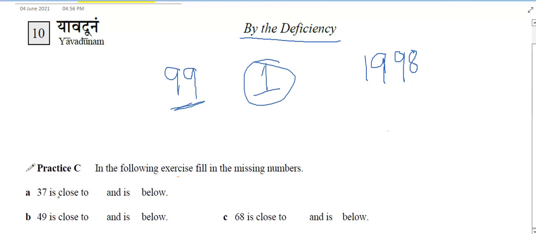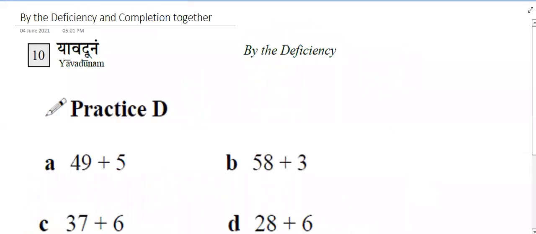37 is close to 40, and is deficient by 3, 3 below 40. 49 is close to 50 and is 1 below. 68 is close to 70 and is 2 below. Now, using these two, the deficiency and the completion, together, we'll do these questions.